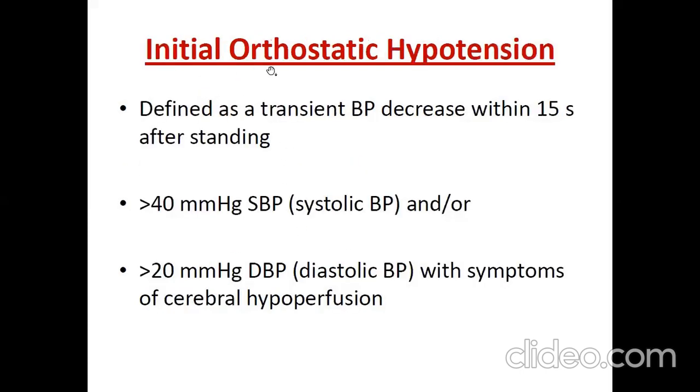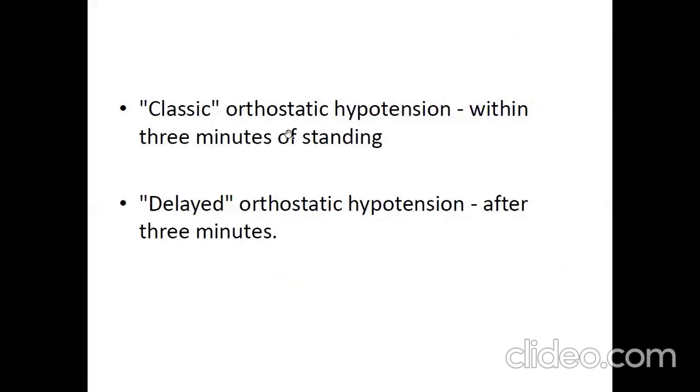So there is a term called initial orthostatic hypotension and delayed orthostatic hypotension. Initial orthostatic hypotension is defined as a transient BP decrease within 15 seconds after standing. So from supine, if the patient is made to stand, within 15 seconds there is a transient fall in BP of more than 40 millimeters of mercury systolic and more than 20 millimeters of mercury diastolic blood pressure with symptoms of cerebral hypoperfusion. Classical orthostatic hypotension is within 3 minutes of standing, and delayed orthostatic hypotension is after 3 minutes.